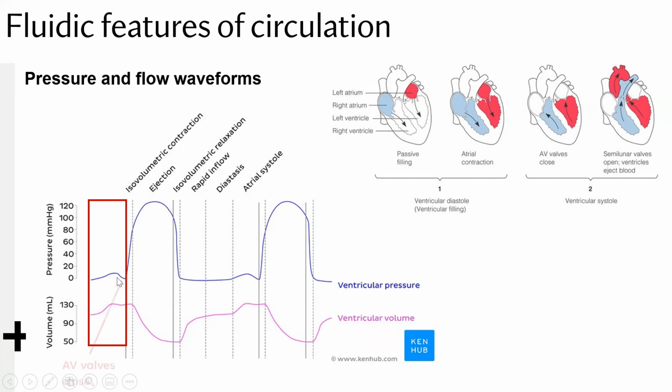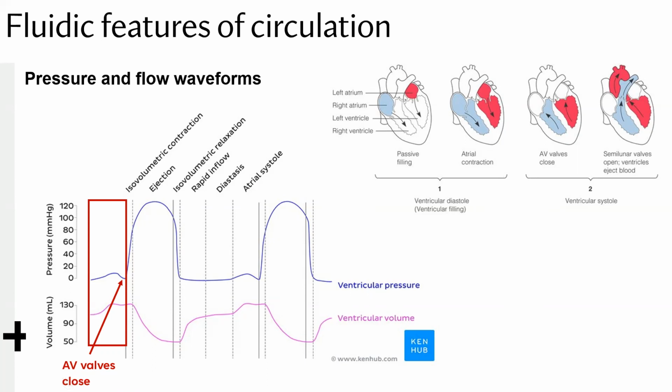And at this point here, the valve closes. So this is the valve that connects the atrium to the ventricles. In this phase, that valve closes, so that whenever the blood has filled the ventricle, it can no longer go back into the atrium. That's what the valve does. As I've mentioned before, it's a one-way valve.